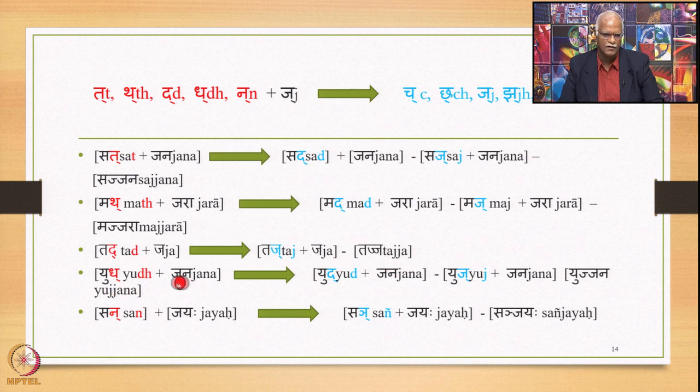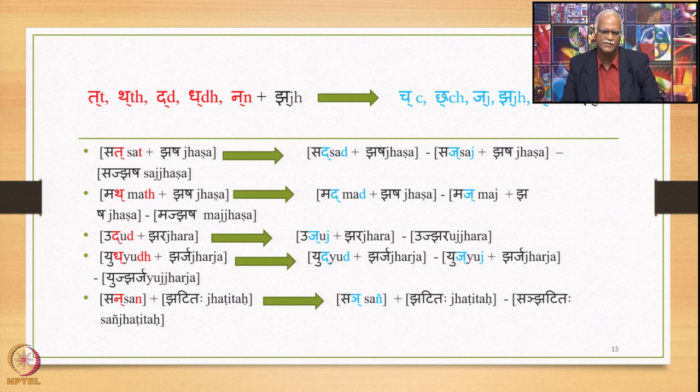Similarly, yudha plus jana, and yudha has dha at the end followed by j. This is a compound. So now dha will be first substituted by the, then this the by j, and finally we'll get the form yujjana. Similarly, san plus jayaha, and here we have na substituted by nya, so we have sai jayaha. In all these four cases, we observe that the th and dh first gets substituted by the. The sutra jhalam jashonte applies over here and substitutes these sounds by the. And then this the gets converted into j, is substituted by j.